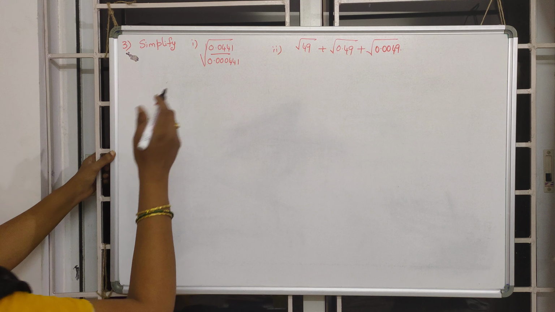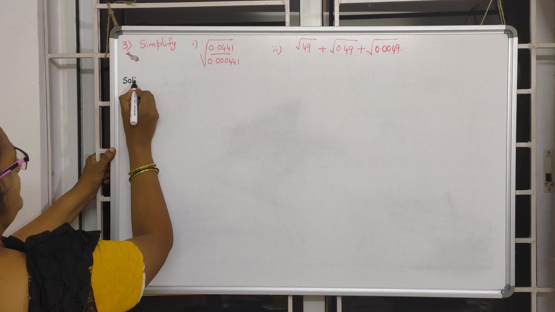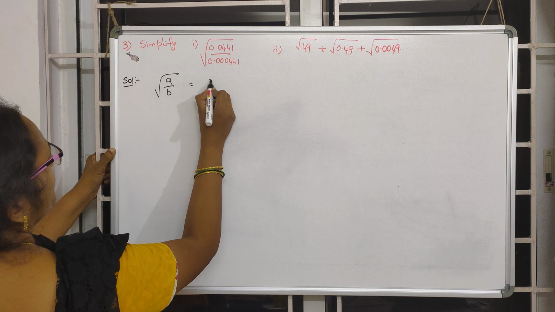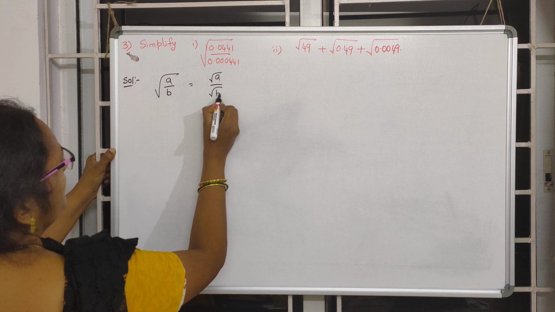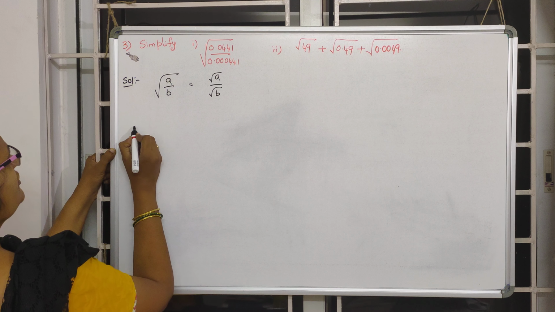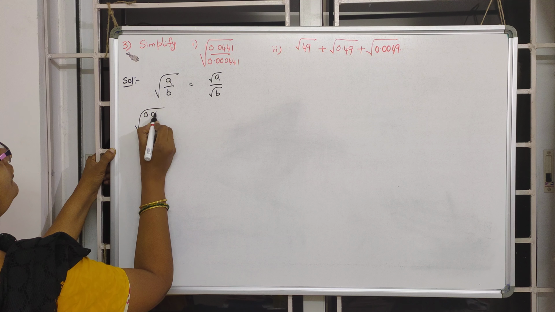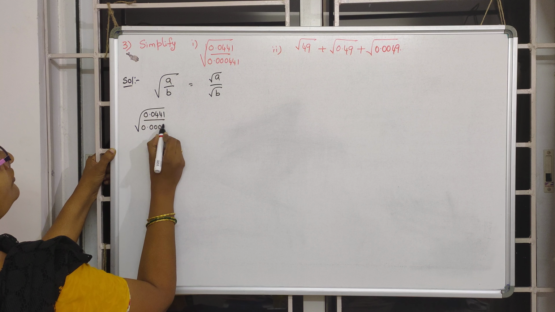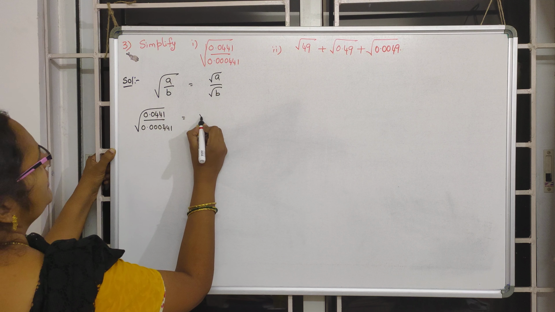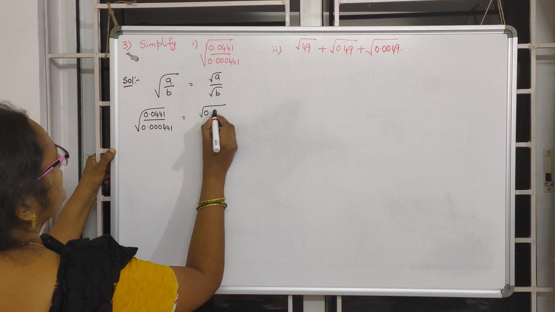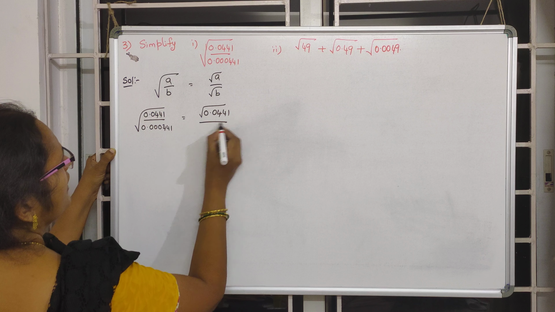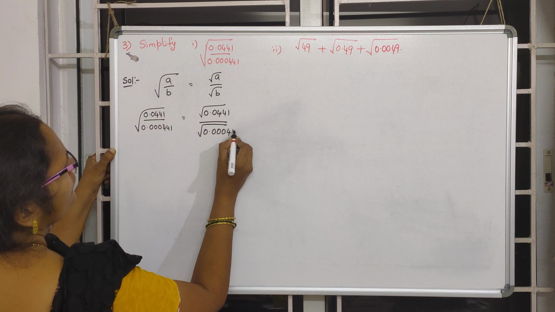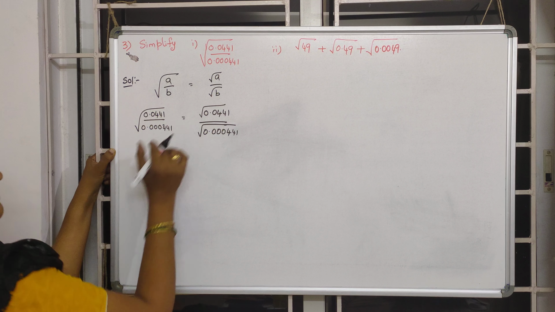How to solve this one? Already we know this one. Look at it this way. How to check it out? Square root of a by b can also be written as square root a upon square root b. Right? So here square root of 0.0441 upon 0.000441 can also be written as square root of 0.0441 upon square root of 0.000441. Right? Now separate them.